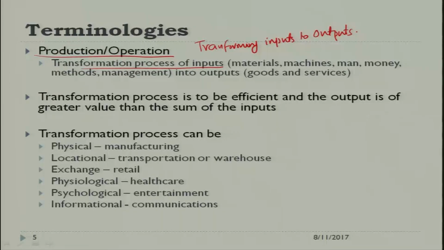What are the inputs? The inputs can be materials, machines, money, methods, management, all those kinds of things. These are inputs to the system or a machine or a factory, whatever it is, and then that gets translated to output. Output can be goods. Goods are products, tangible items, physically understandable, touchable. Or services. Services are intangible. We will see some examples of intangible services.